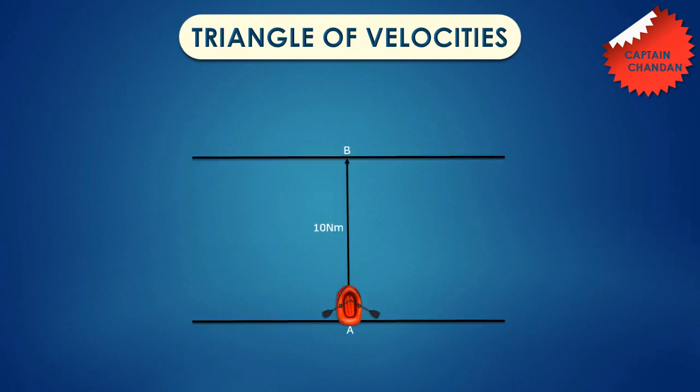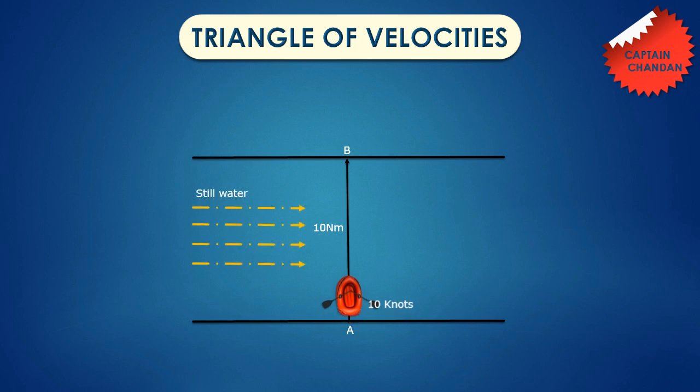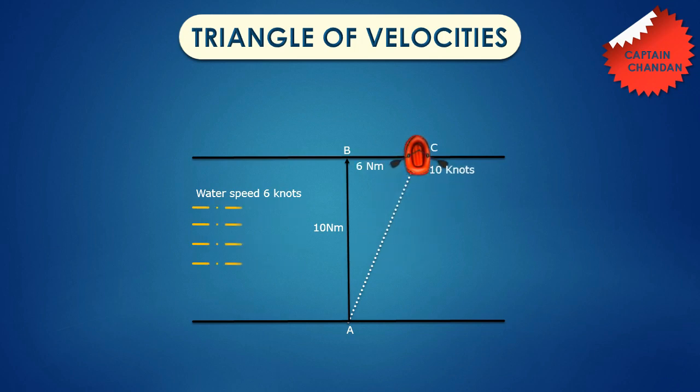We'll see some examples. Suppose one boat is departing from position A to B. Distance is 10 nautical miles. If the water is calm or still, then with 10 knots speed, the boat will reach position B in just 1 hour. Now, if the water is flowing at 6 knots, then the boat will reach a new position, that is C, which is 6 nautical miles from position B, and it will take 1 hour. The boat reaches position C because of the 6 knot speed of the water.